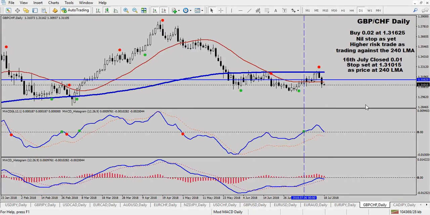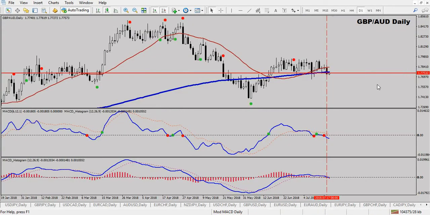Pound Swiss franc, I was in a buy back here, already closed out half. My stop was up here, and yesterday that spiked down, closed me out. I'm not sure, probably about an overall break even or close to it. So that's the pound Swiss, now no longer in a trade there.